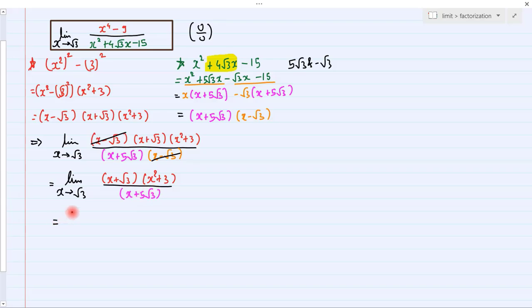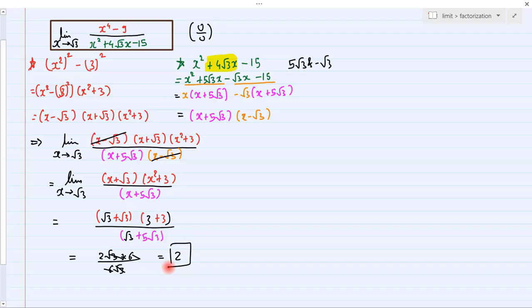So let's replace our x by root 3. So we'll get (root 3 plus root 3) into (root 3 square will be 3, plus 3) whole divided by (root 3 plus 5 root 3). So we'll get 2 root 3 into 6 divided by 6 root 3. So your root 3 and 6 will be cancelled out and your final answer will be 2. Ta-da!